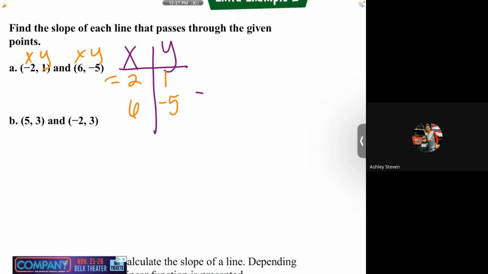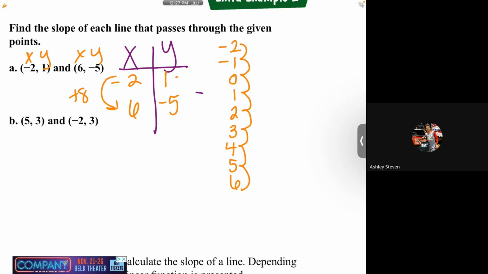How did I get from -2 to 6? +8. If we don't know that, is it okay to write this out? 1, 2, 3, 4, 5, 6, 7, 8. How did I get from 1 to -5? -6. I have -6 over 8.